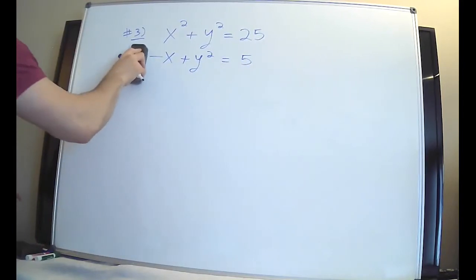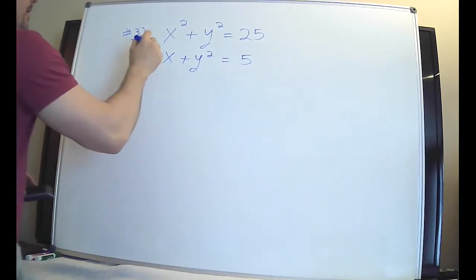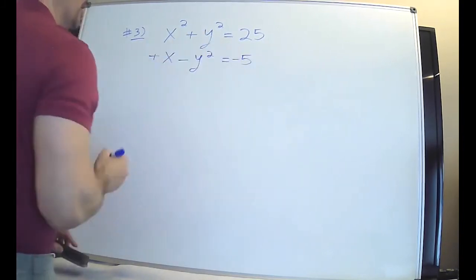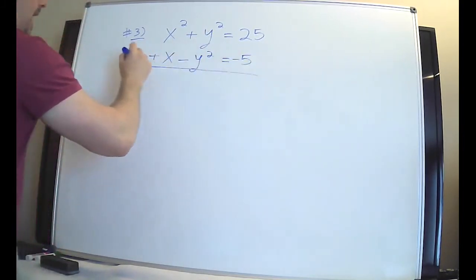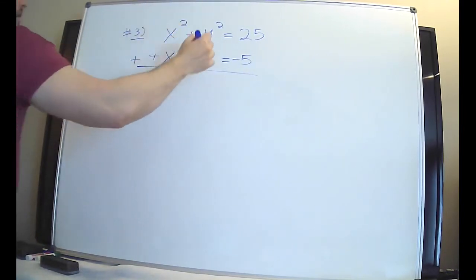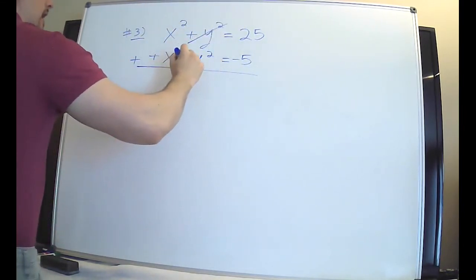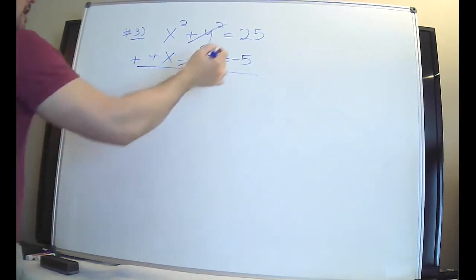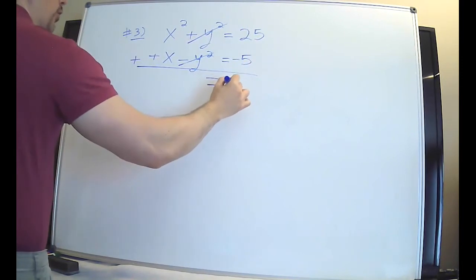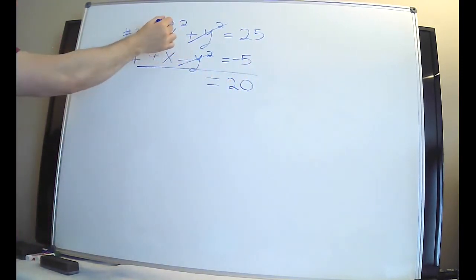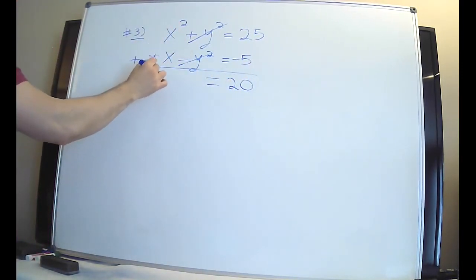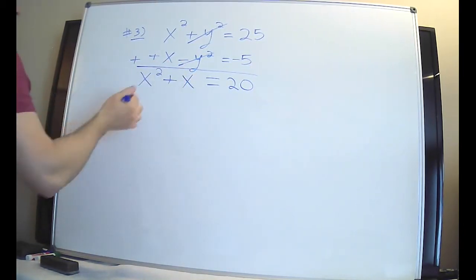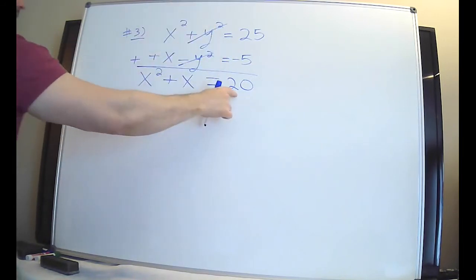Now, I have the benefit of being able to cheat. Make this one a plus, make this one a minus, and make this one a minus. And now, add them straight up and down. The positive y squared and the negative y squared cross out and go away. The equal signs make a bigger equal sign. 25 minus 5 is 20. Now again, how do you add x squared plus x? You don't. They are not like terms. All you can write is x squared plus x. Easy peasy. Switched all the signs, add them together.